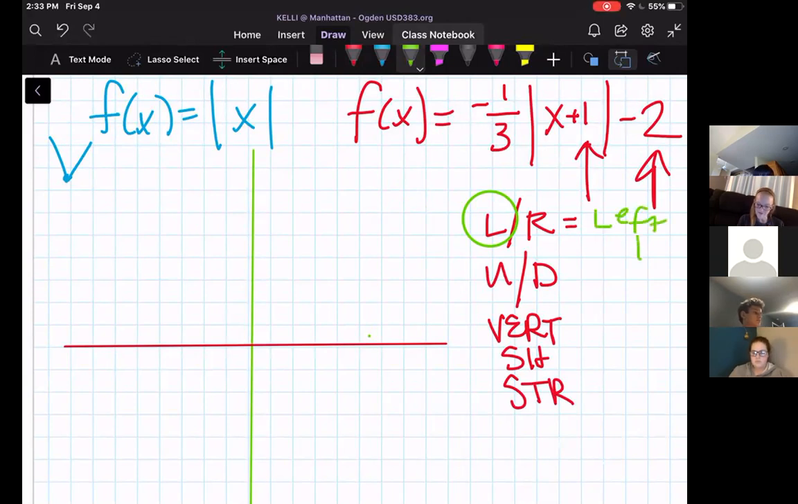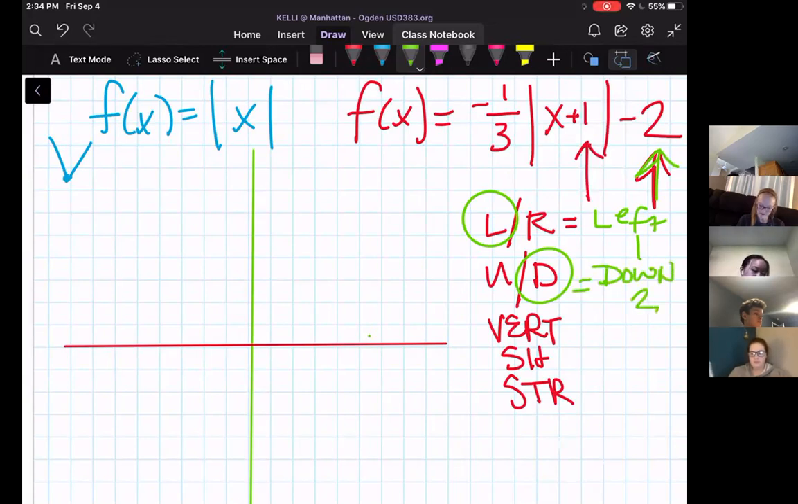So it's moving left 1. How about, what does this tell me? Minus 2. Down 2? Yeah. So this is going to be down 2. That always tells me up or down, and since that's negative, it's going down.